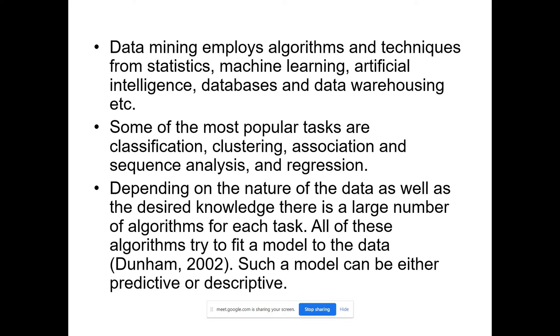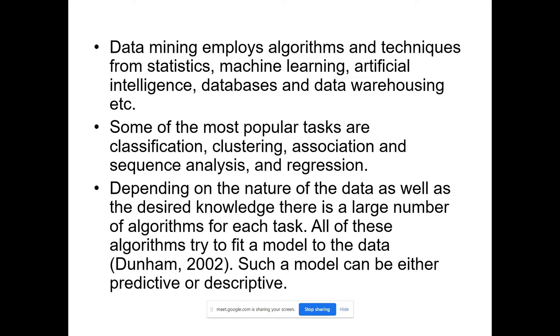There are popular methods. Some of the popular tasks are classification, clustering, and association. These are different tasks used for analysis. We will discuss these methods, but before that, today we are going to discuss pre-processing.